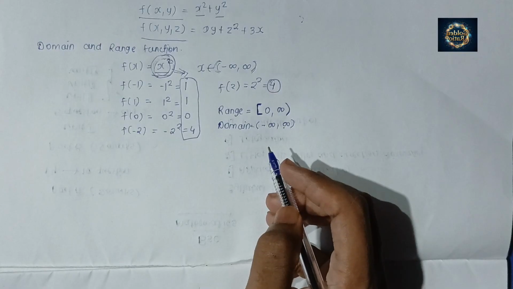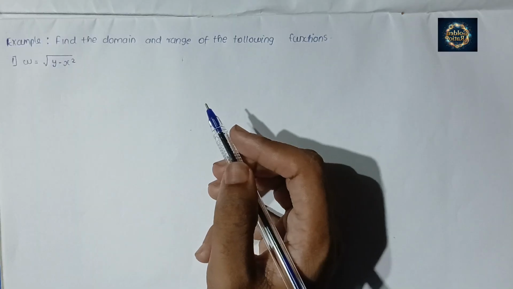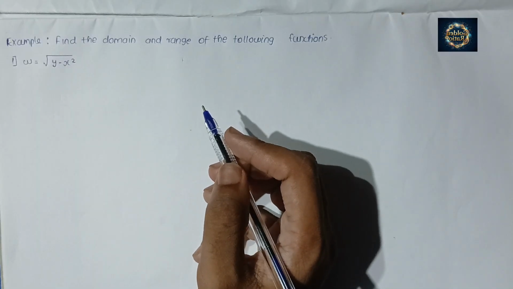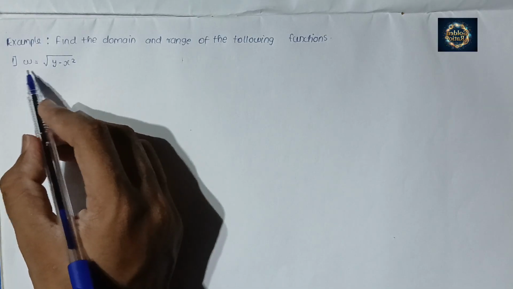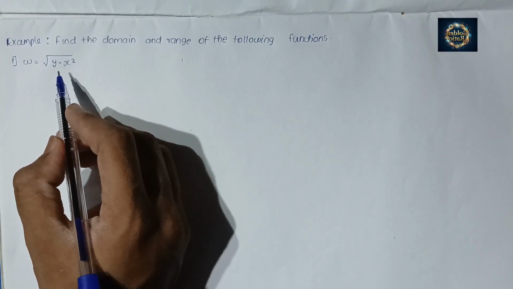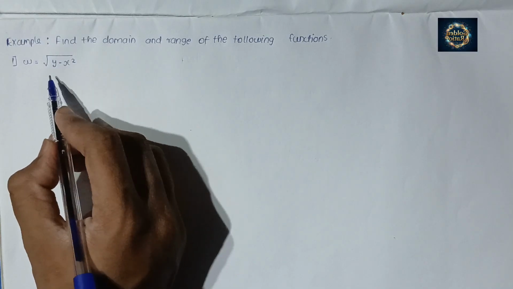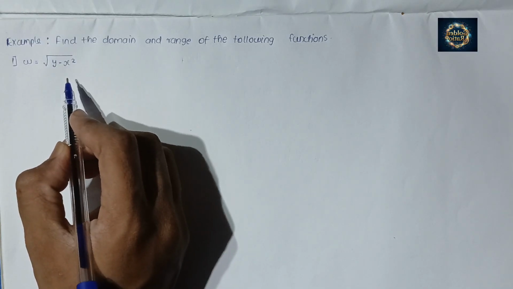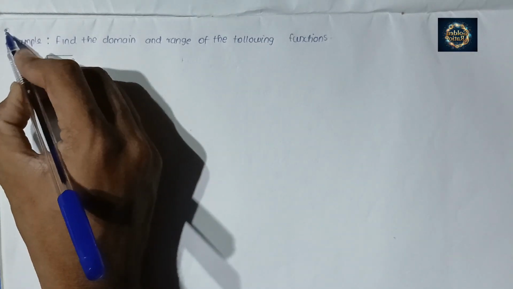Now let us see the example and the exercise questions that we need to study in this part. This is our example question given in our textbook. Here they have given the function w, which is defined as square root of y minus x square. Now we are going to find the domain and range of this function. This kind of question can be asked for 2 marks in the exam.